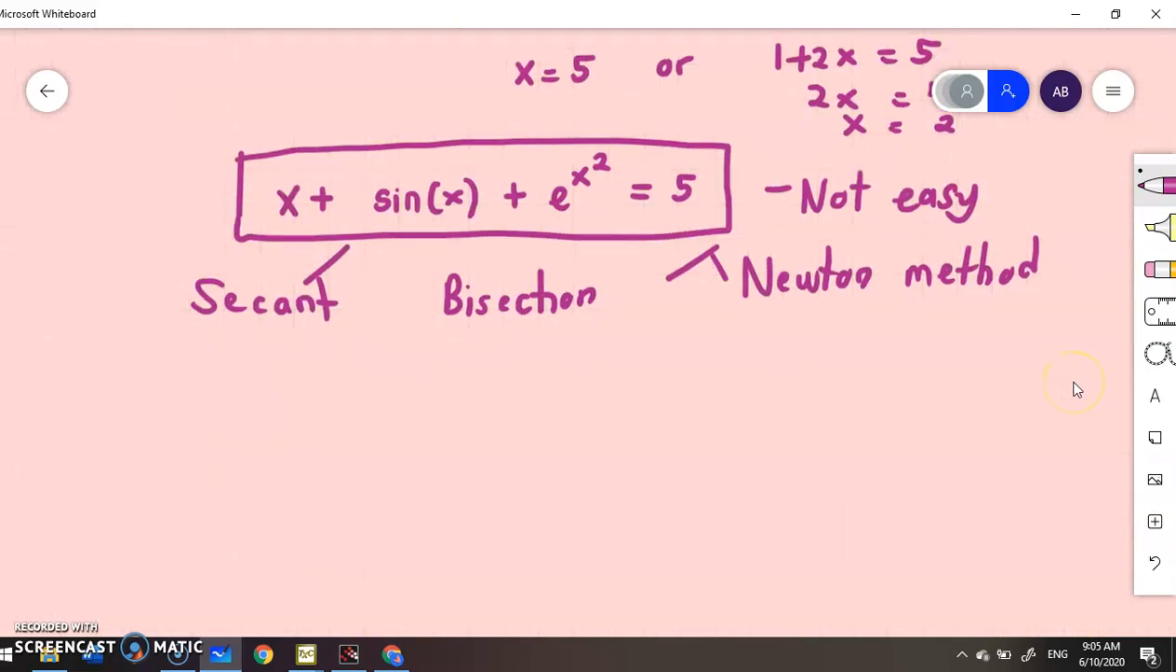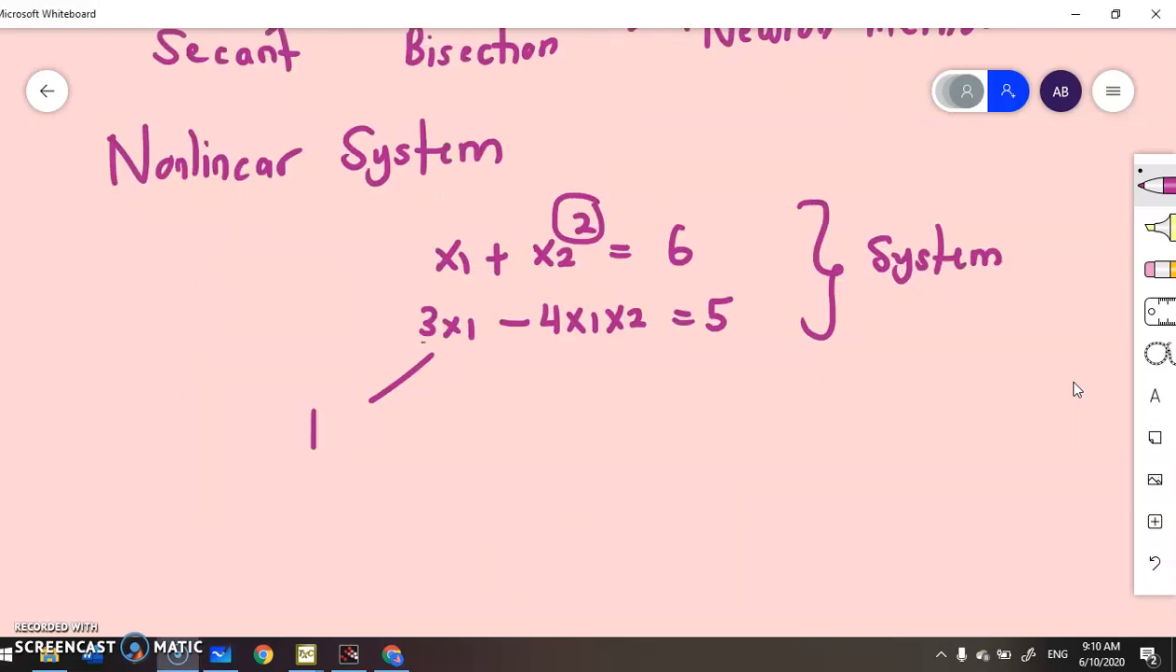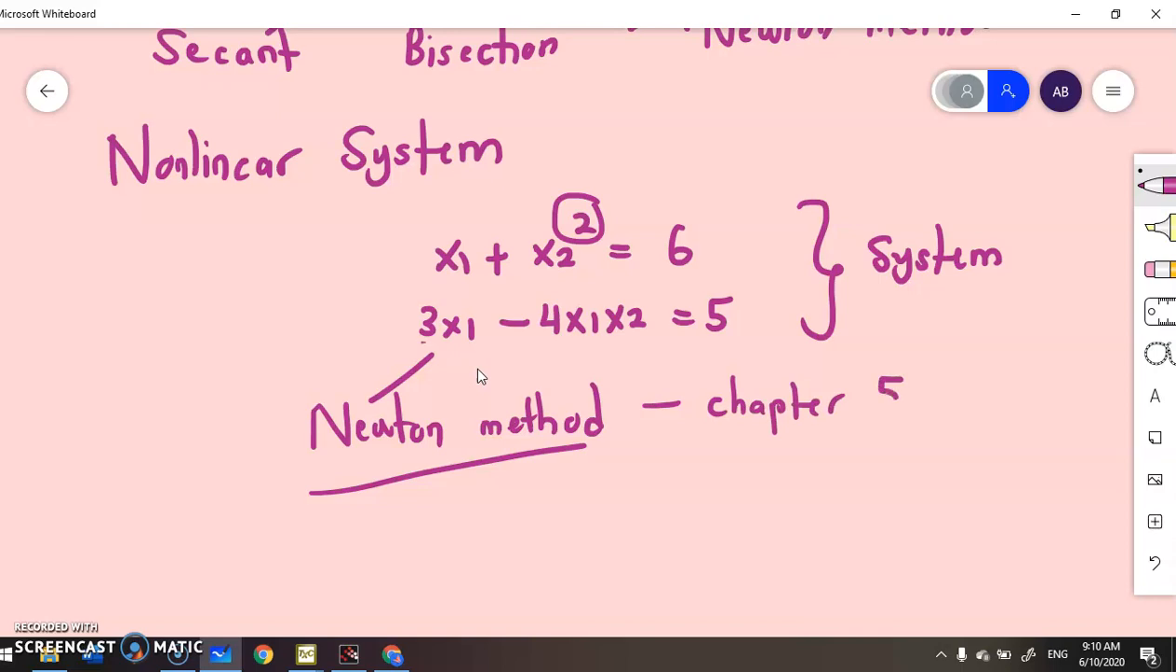Now similarly, if you have a nonlinear system, such that x1 plus x2 squared equals 6 and 3x1 minus 4x1x2 equals 5, you can solve this system of equations using the Newton method. This is what we're going to learn maybe in chapter 5. So this is the summary of numerical methods that you're going to use for certain types of problems.